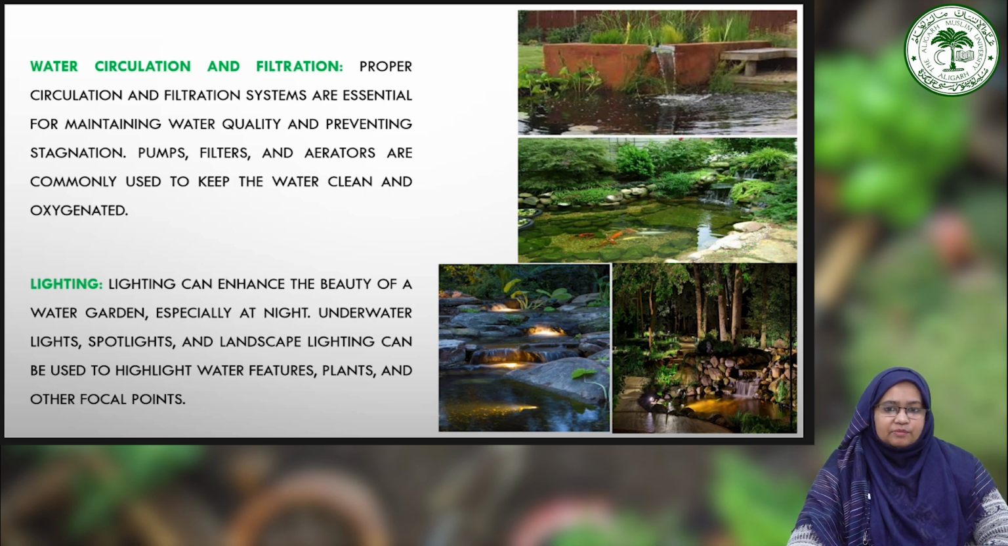The next is illumination. Lighting plays a significant role in accentuating the beauty of a water garden, particularly during nighttime hours. Various lighting options such as underwater lights, spotlights, and landscape lighting can be strategically placed to showcase water features, plants, and other focal elements.